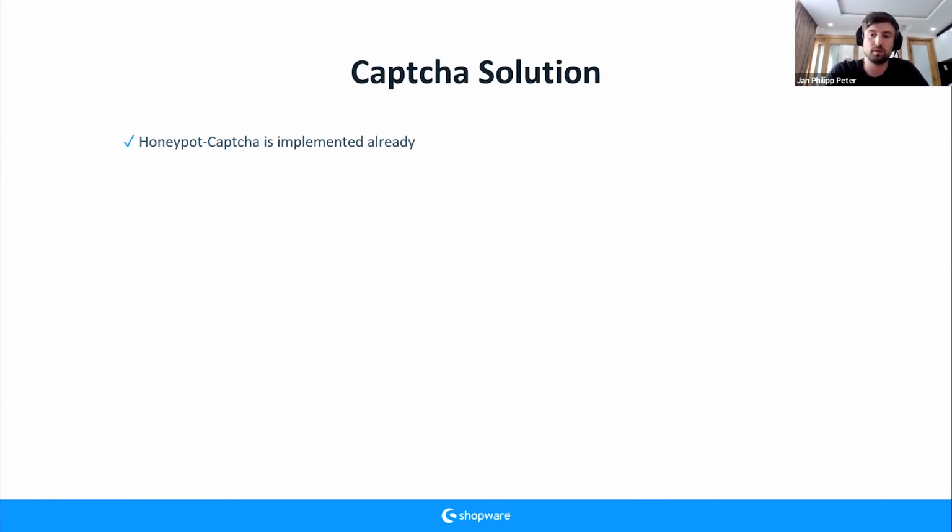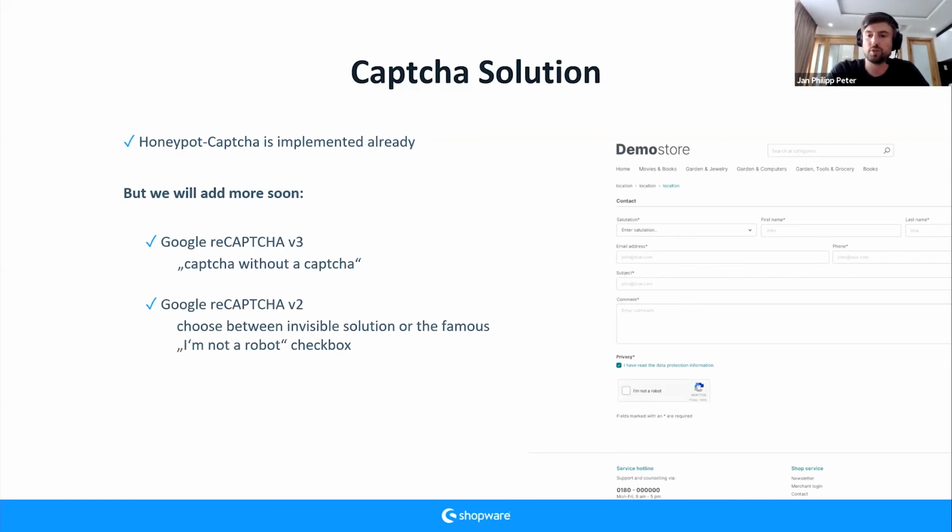sometimes this is not suitable and a stronger prevention technique is needed. So we decided to implement one of the most common captcha solutions, Google reCAPTCHA, and we will provide it in two versions which are available right now. This is version 2 and version 3. With version 3, you get a very seamless process comparable with the honeypot solution, without any interaction like clicking images or something else. So this should be very seamless.